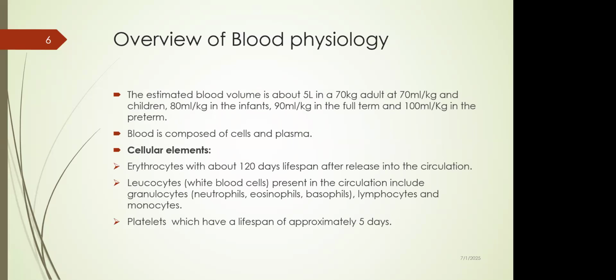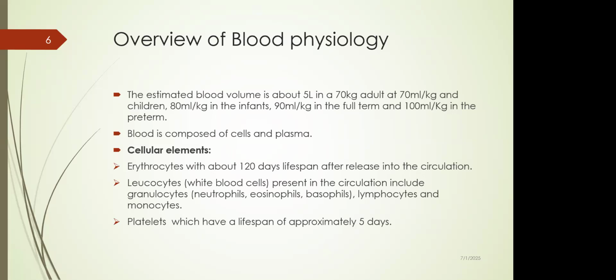It's worthy of note that the estimated blood volume in a 70 kg man is 70 mils per kg. That will give us about 5 liters of blood, whereas in children, it will be 80 mils per kg, then infants, 90 mils per kg. Then in the preterm, it will be as high as 100 mils per kg. And now this blood has various components, like the cellular components and then the plasma components.